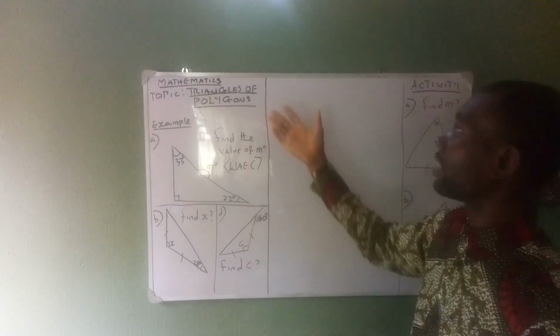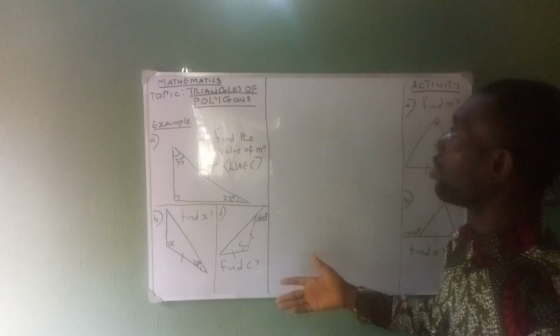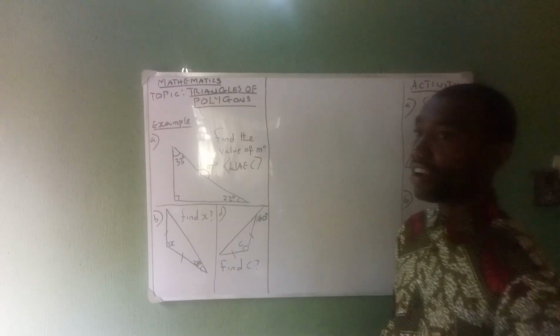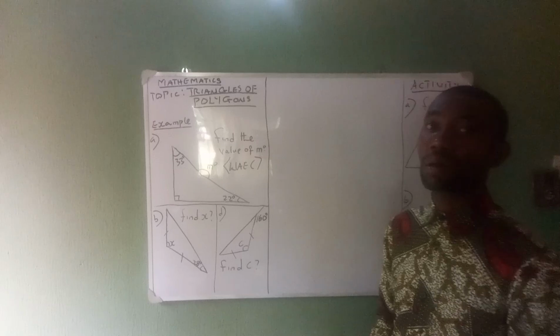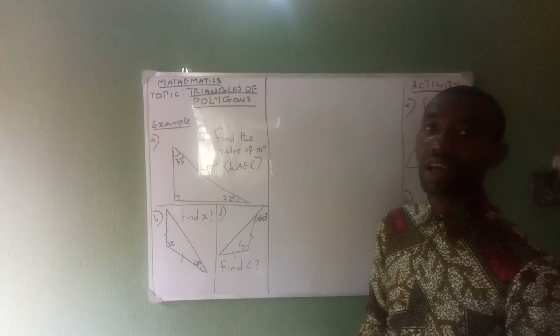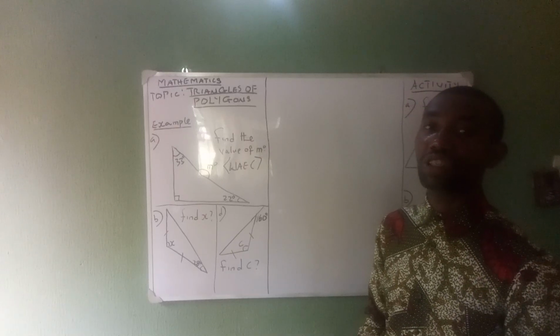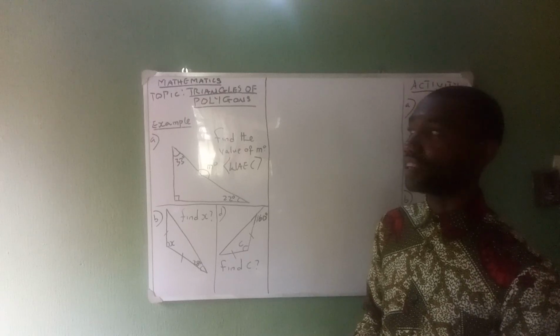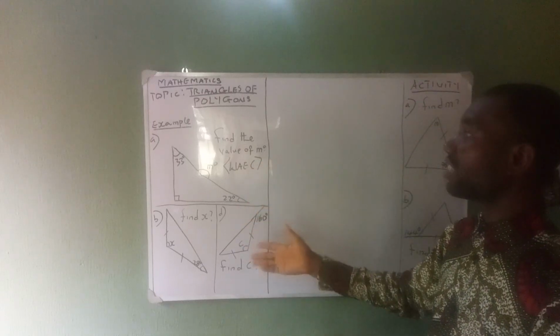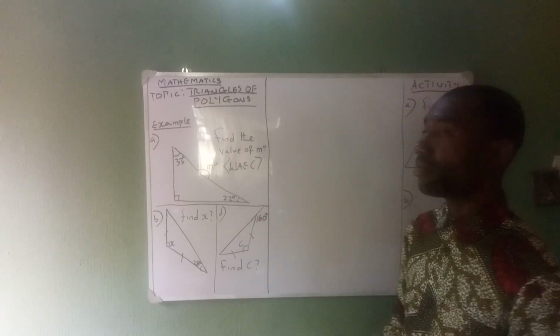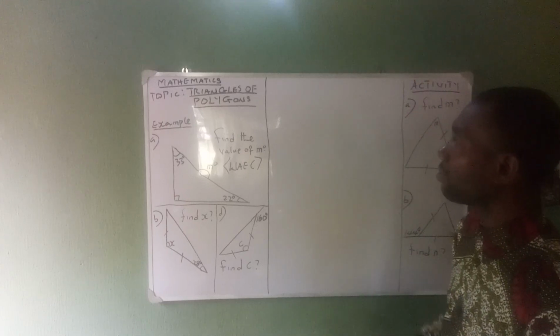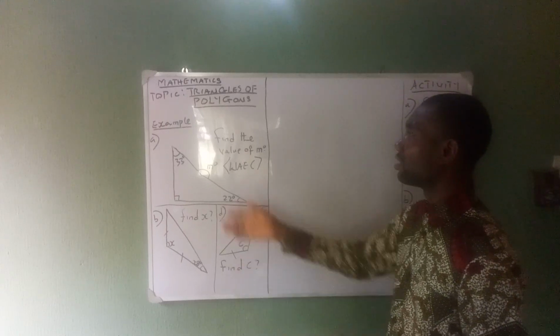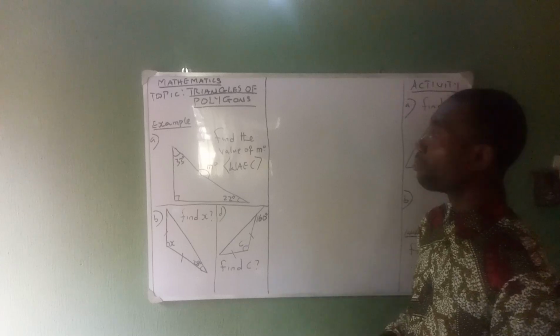In our mathematics class today, we shall be looking at triangles of polygons. Now, remember in our previous class where we talked about polygon and we described polygon as a plane figure or a plane shape with 3 or more straight lines. Now, if we watch here in this case, a triangle is a good example of a polygon. Now, we shall be looking at how to solve some problems relating to triangles of polygons.